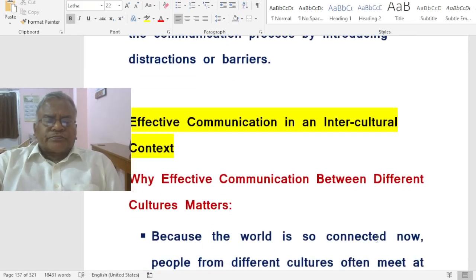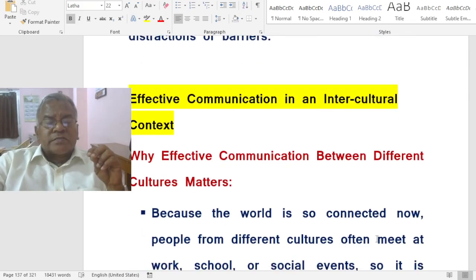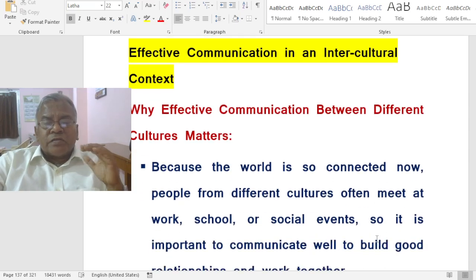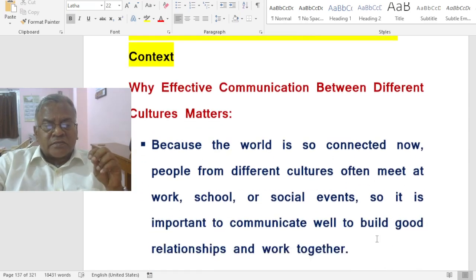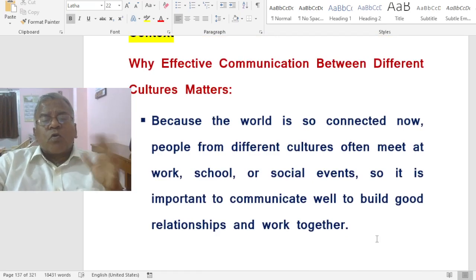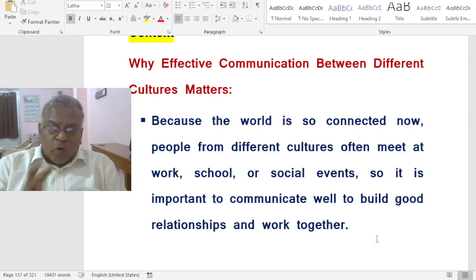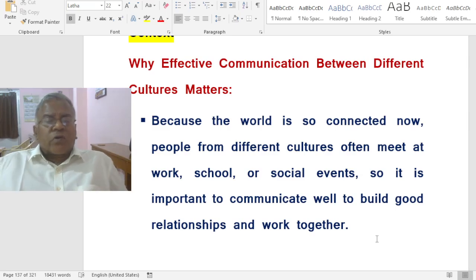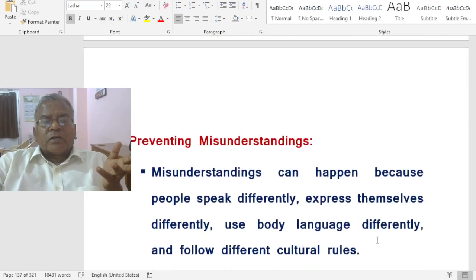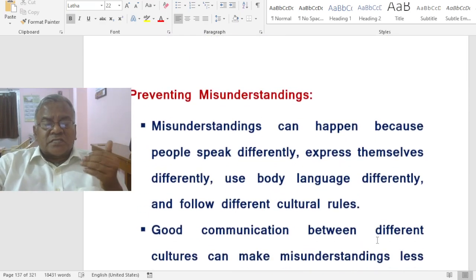Next one, effective communication in an intercultural context. Why does effective communication between different cultures matter? Because the world is so connected now. People from different cultures often meet at work, school, and social events. So it is important to communicate well, to build good relationships and work together. So that is why we need effective communication. So how to prevent misunderstandings?